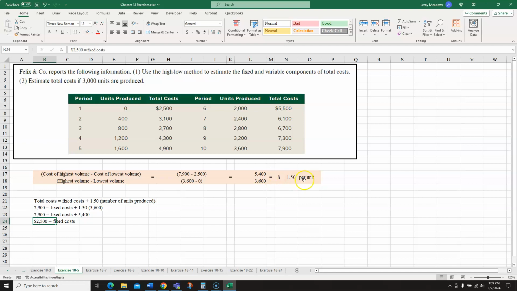Now that I know my variable component and my fixed component, I can answer number 2: estimate total cost if 3,000 units are produced. Now I'm not solving for fixed costs, I'm solving for total costs. So my total costs are going to be equal to my fixed cost of $2,500 plus $1.50 times the number of units I'm producing, and let's say we're producing 3,000 units.